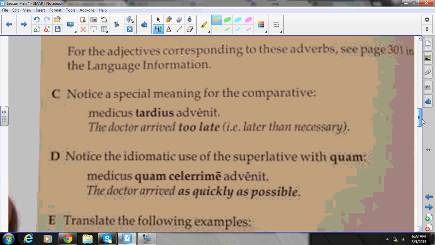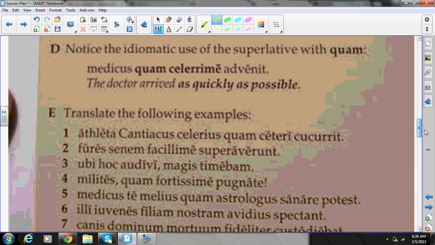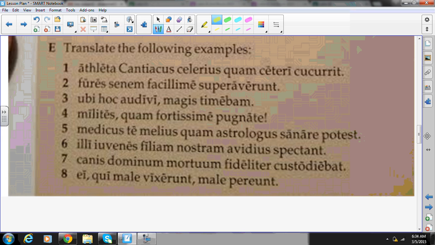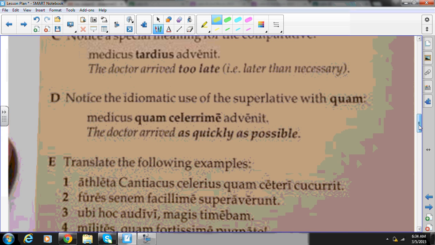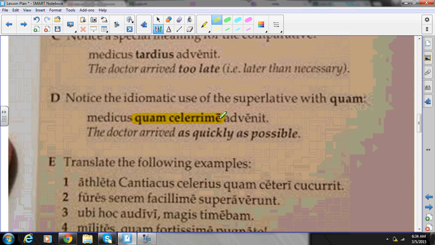Okay, let's go down here and look at some of these sentences on letter E. Oh, real quickly, don't want to skip this. If I use quam with a comparison, with a superlative, just like we did with adjectives, it creates something for us. In this case, it's as quickly as possible. Where you see the word quickly right here.